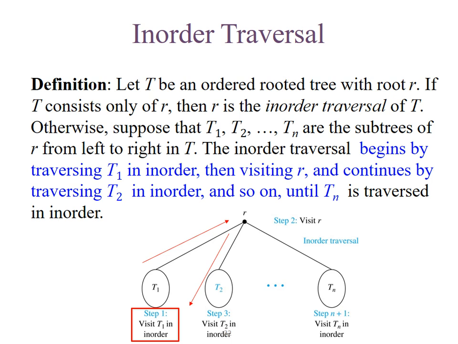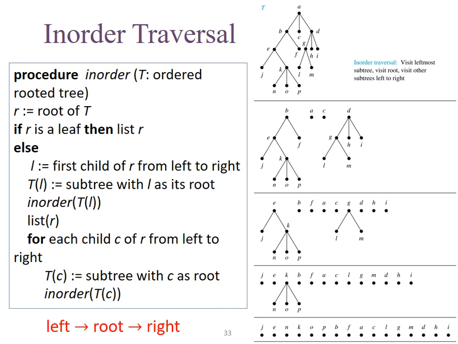Okay, next one is in order traversal. Remember, in order traversal means we don't visit the root first. Instead, we visit the left subtree first, and then we visit the root. And then by the sequence from left to right, we visit each subtree. Okay, so let's use the same example.